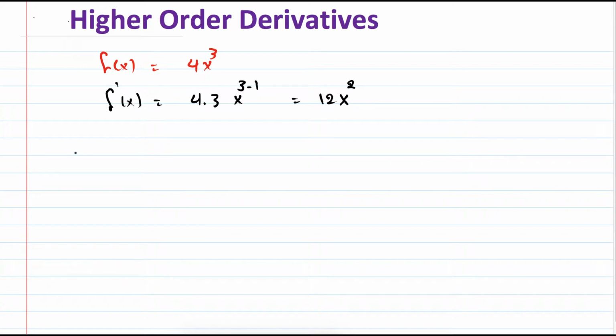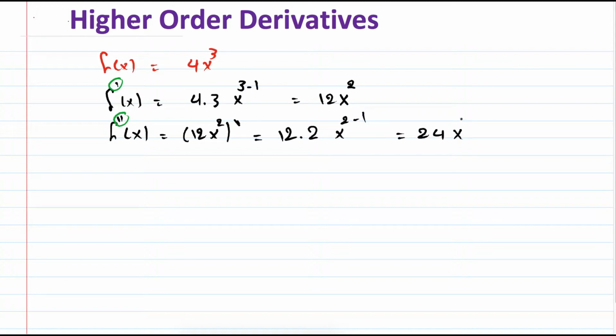Okay? But what if I ask you to find me f double prime of x? Here we have one prime, here we have a double prime. Well, it's very, very easy. I'm asking you to find the derivative of the first derivative. So if the first derivative equals 12x to the 2, basically find the derivative of that. So it will be 12 times 2 multiplied by x raised to a power of 2 minus 1, which equals 24 multiplied by x raised to a power of 1.